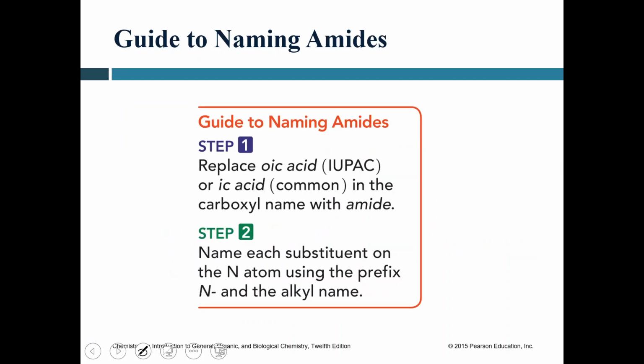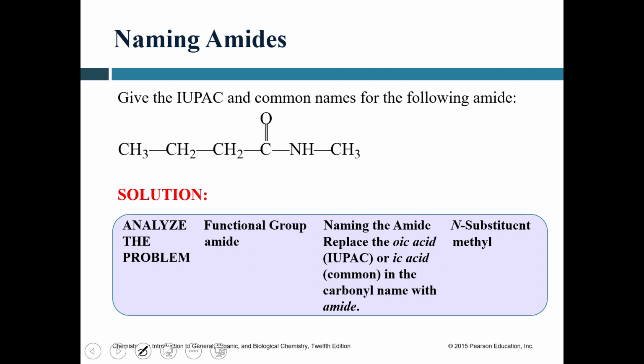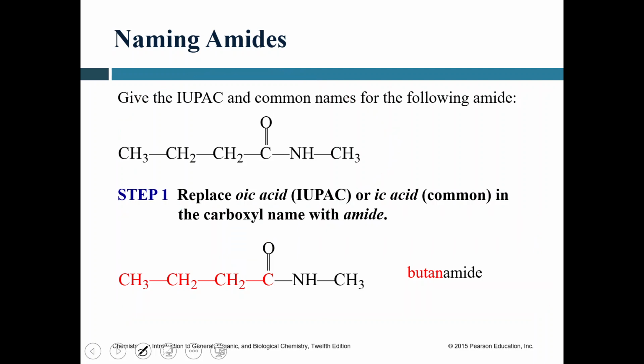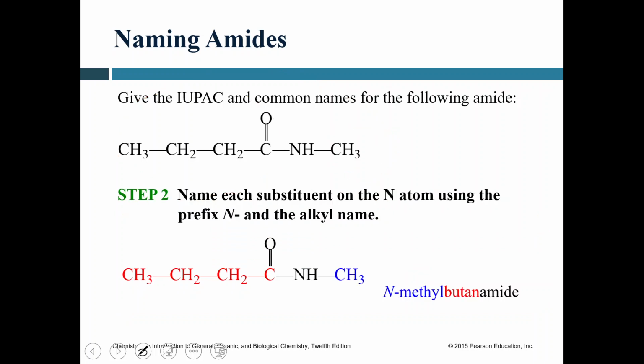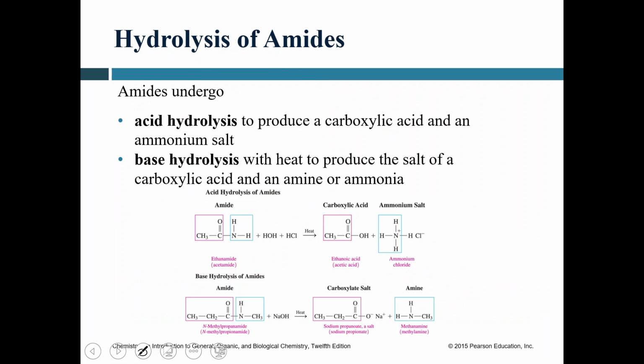So let's take a look at the naming of amides. This amide, let's name it. First, we need to identify the acid. The acid here is butanoic acid or butyric acid, so it will be butanamide. Now you can see that there is a methyl on the nitrogen. So now we use the prefix N, then the alkyl name methyl, butanamide: N-methylbutanamide.